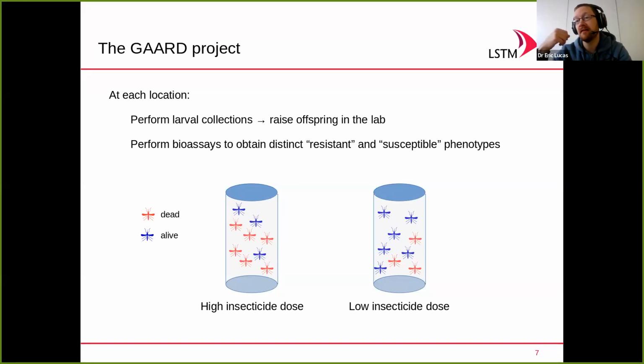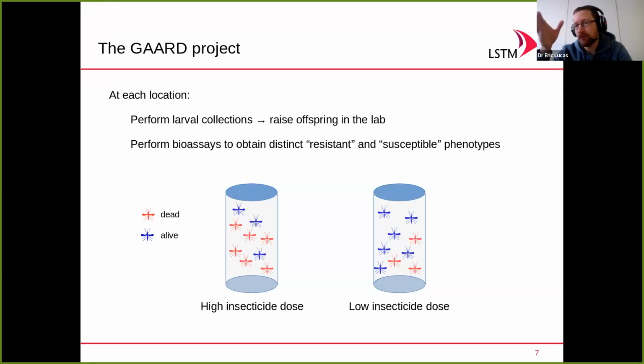Traditionally, the way this is done is you take a load of mosquitoes and expose them to a single dose of insecticide. You compare the genomics of the survivors and the ones that were killed by the insecticide. You say that the survivors were resistant and the ones that were killed were susceptible, and you compare the genomics between the two.